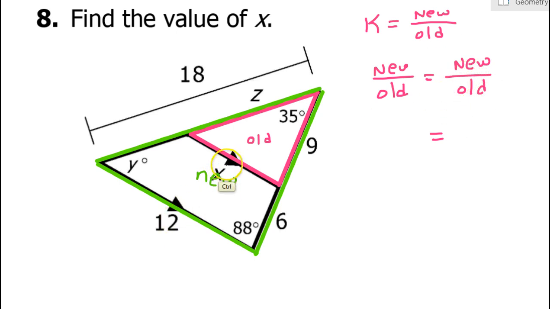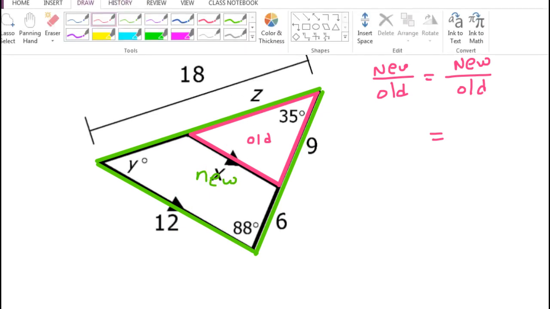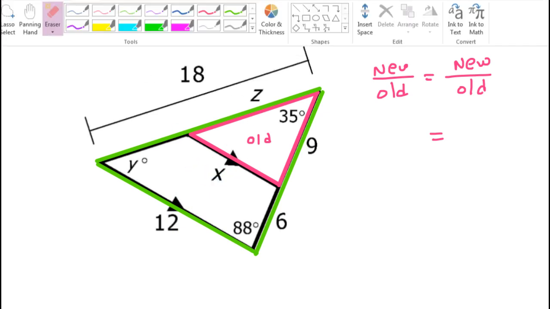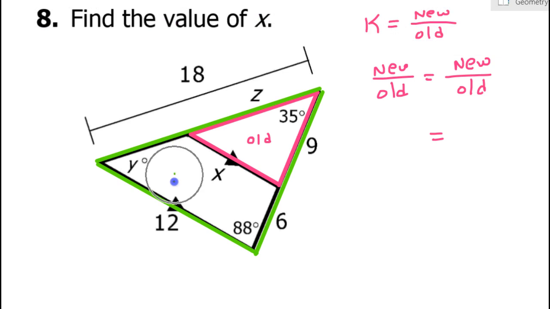Of course I'm solving for x, so I need to get that involved. The green triangle is the new triangle. You see that x is one side of the old triangle, and it corresponds with 12. So 12 is the new and x is the old. That's one pair of corresponding sides.